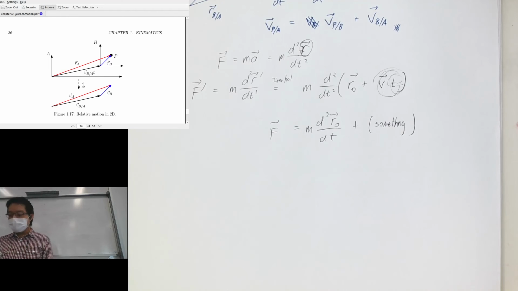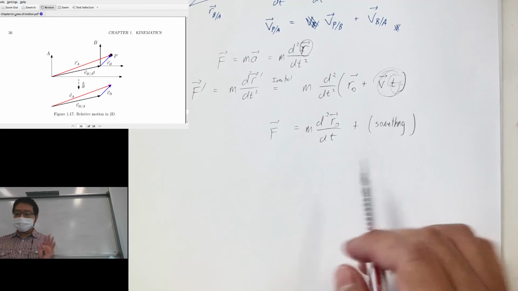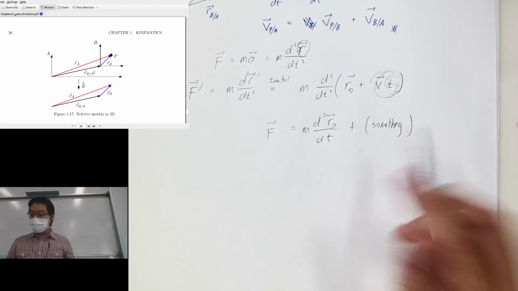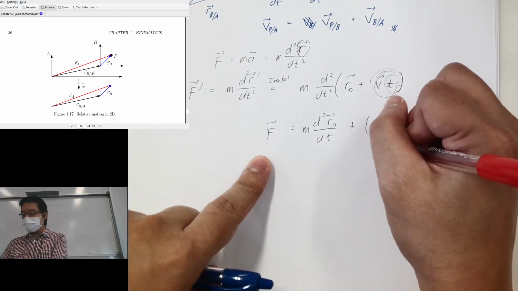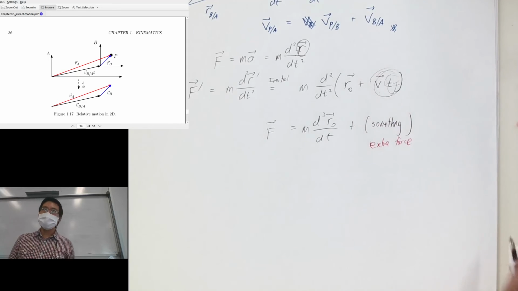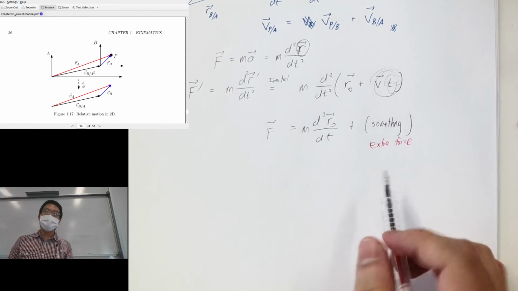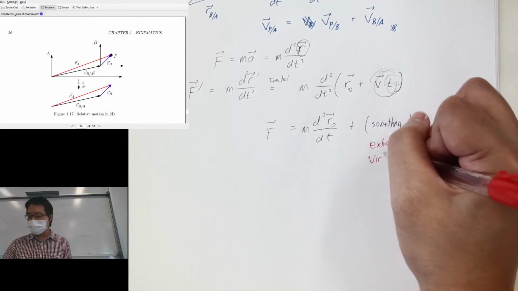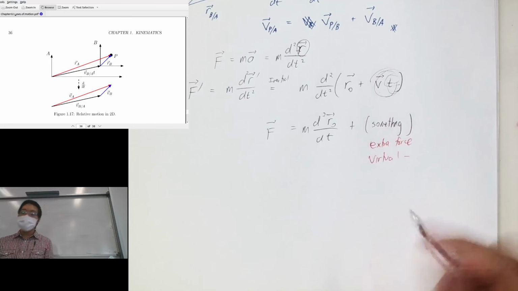And we can still continue with the calculation. But this extra term is something like an extra force. People call it the virtual force or things like that, or the Coriolis force.